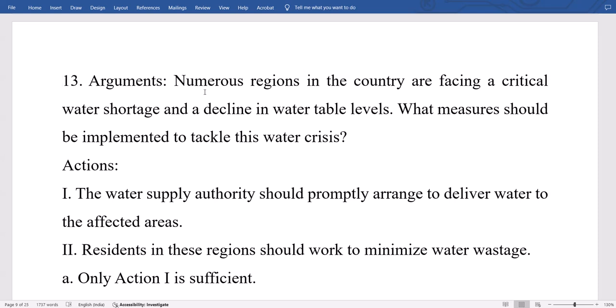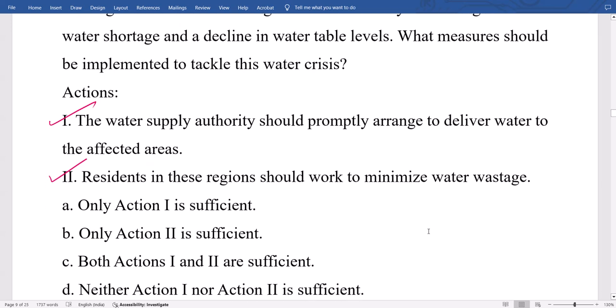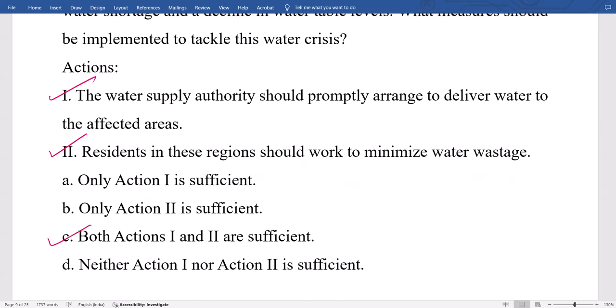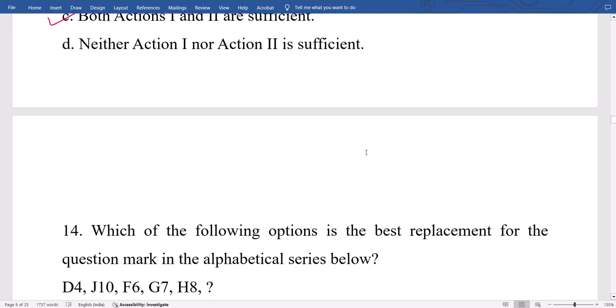We have to minimize the wastage, and the water supply authority should promptly arrange the delivery of drinking water to them, right? So both these actions are correct. The supply authority is promptly arranging delivery of water to the areas, and yes, we have to minimize the water wastage. Both actions are correct, right? So fine. Now let's see the 14th.